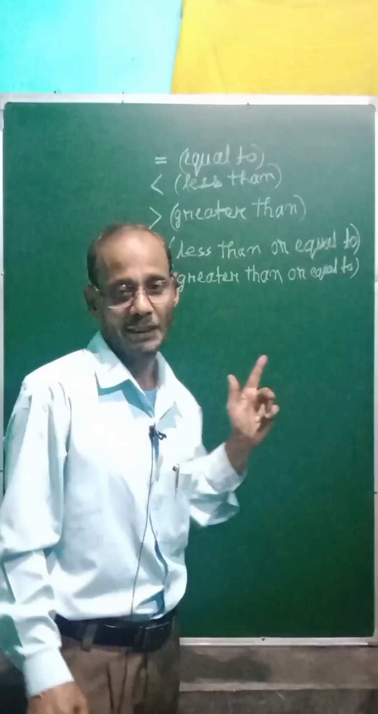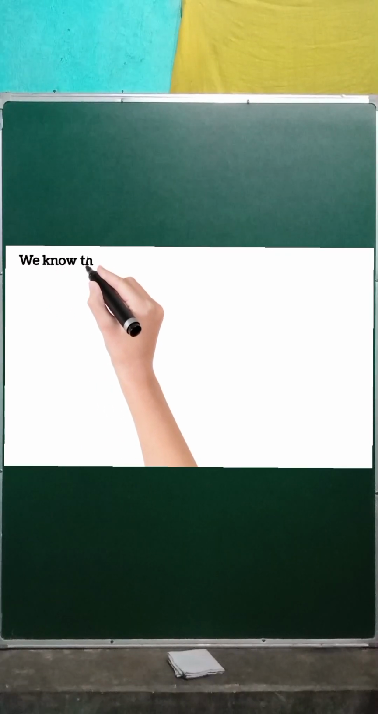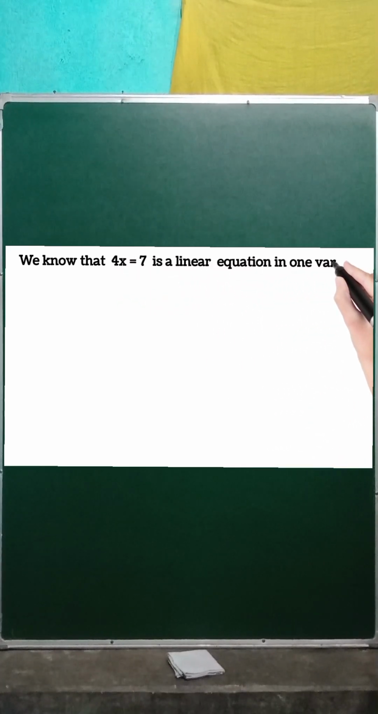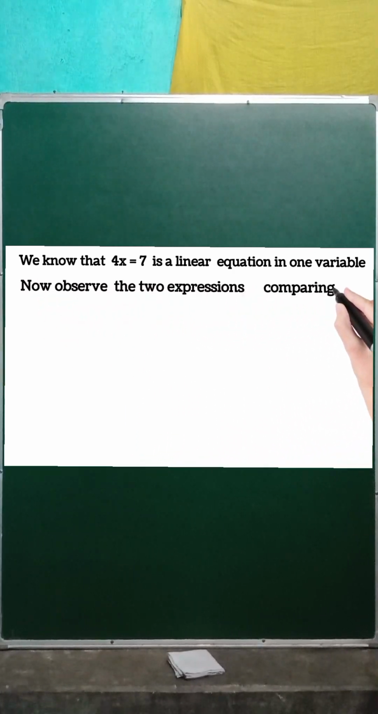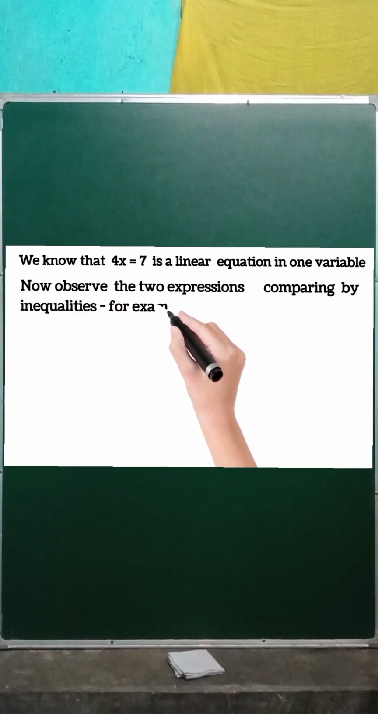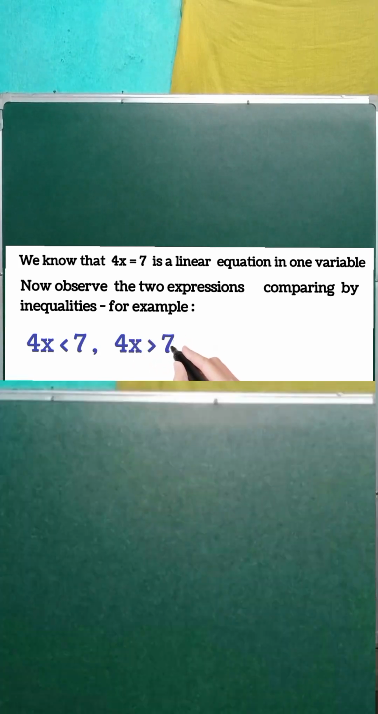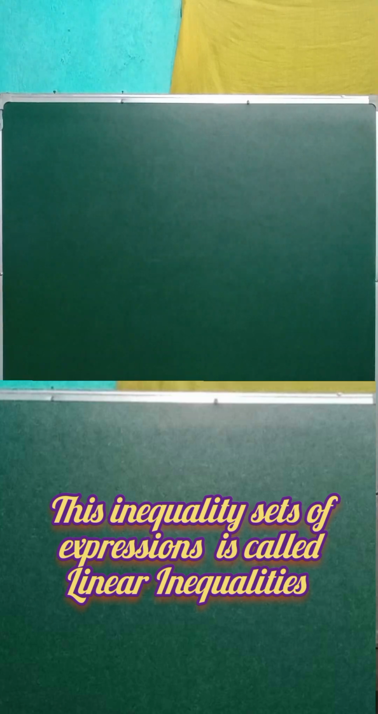Let us start defining the inequalities. We know that 4x = 7 is a linear equation in one variable. Now observe the two expressions compared by inequalities. For example, 4x < 7, 4x > 7. This set of inequality expressions is called linear inequalities.